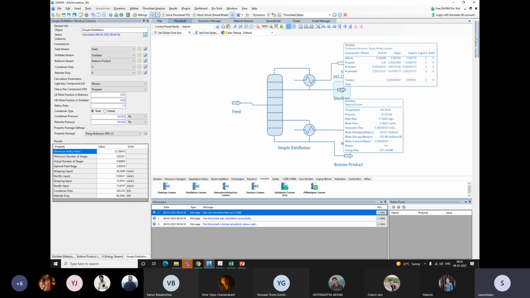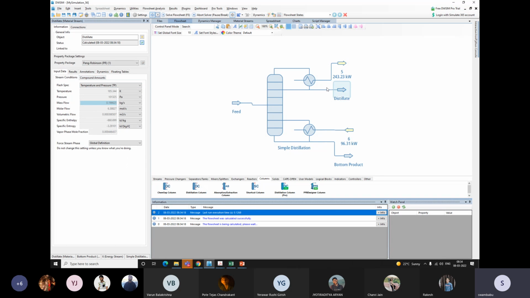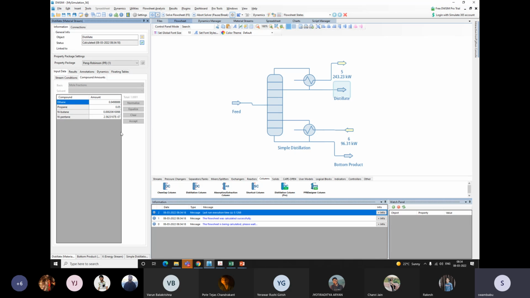So you can see the distillate. If I click the distillate and the compound amounts, ethane 0.95 and propane 0.05, and butane is very less, and pentane is very less. So you got the top product with 95% purity ethane. From the bottom product, you can see all three components will be there: ethane is 1%, propane, butane, and pentane. All three came into this one.